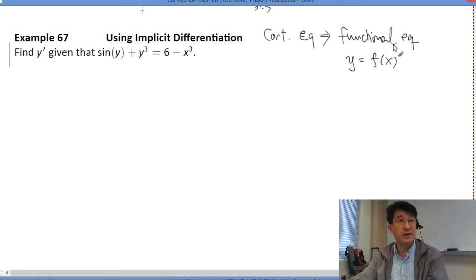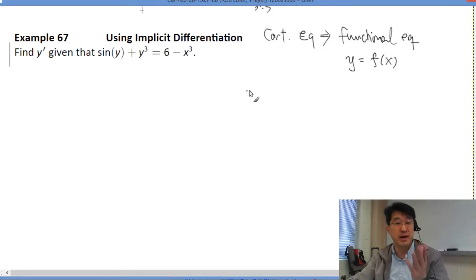How is f of x defined? Abstractly defined. How is f of x? Implicitly defined. We don't have a formula. We only know the ghostly existence coming from the implicit function theorem. Fair enough? All right. Now this one was a Cartesian equation.